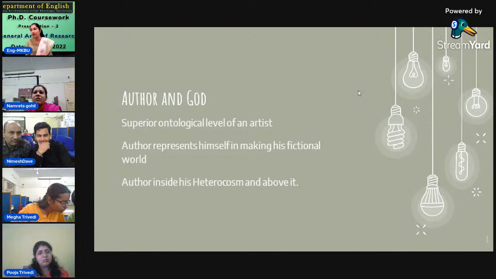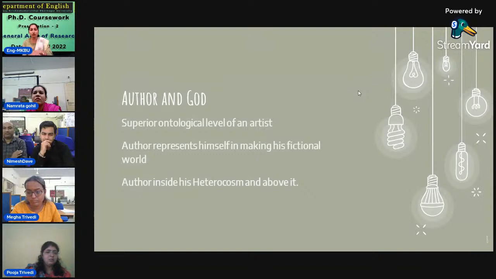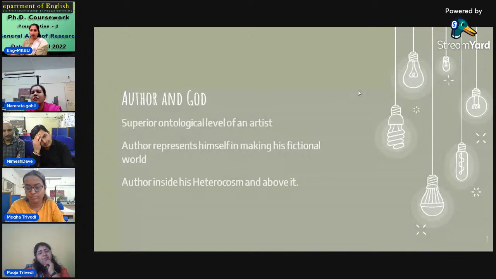Now in these postmodern fictions or texts, you find that the author represents himself in making his fictional world. He is not just remaining an author or a god belonging to another universe, but he appears in this fictional universe as an author himself, not as a character, not as a narrator only. But this is the problem, that he belongs to both of the universes, the author inside his heterocosm, means inside his fictional world, as well as above it. So there was a confusion of the identities, because the author becomes a character in a novel, representing the author himself. So there was a confusion between these two worlds.